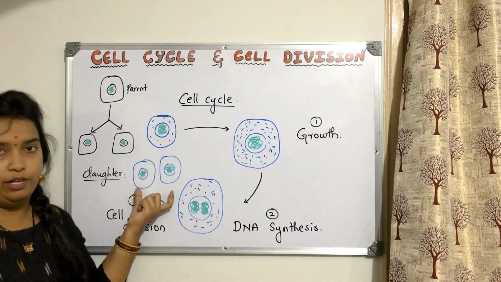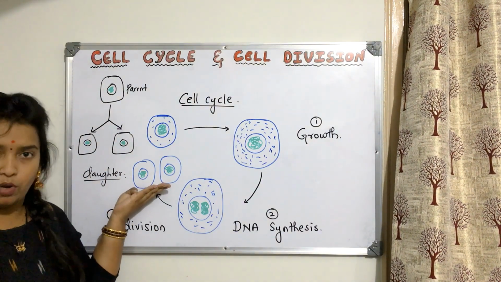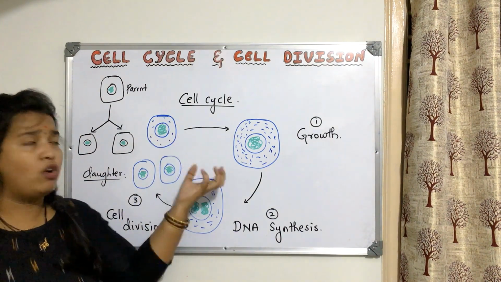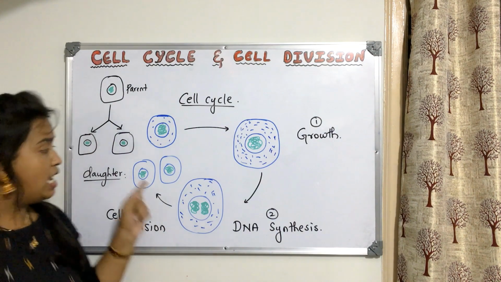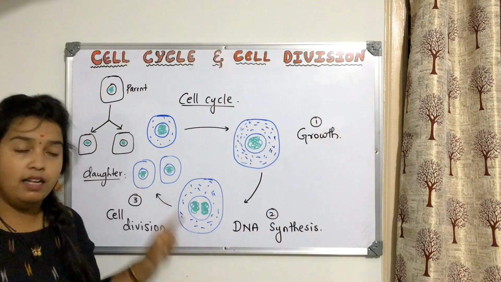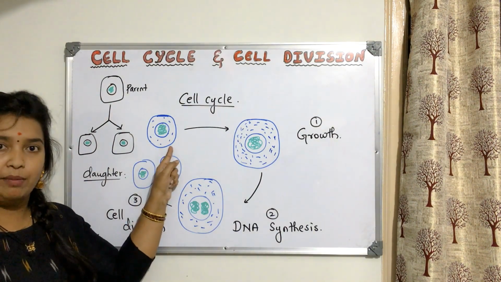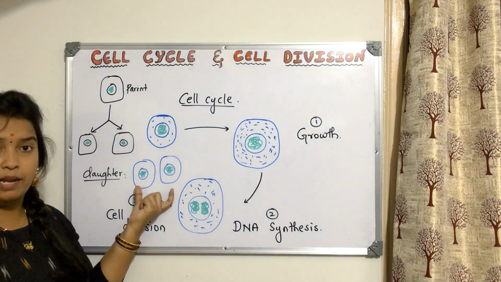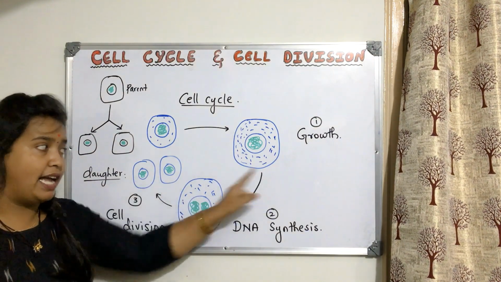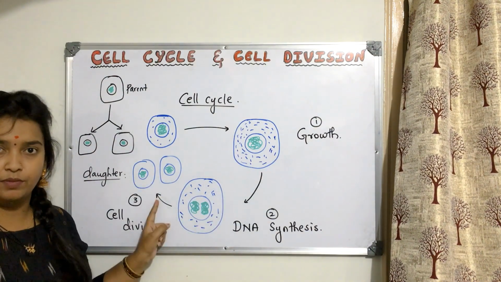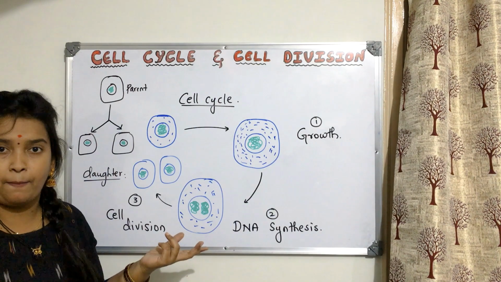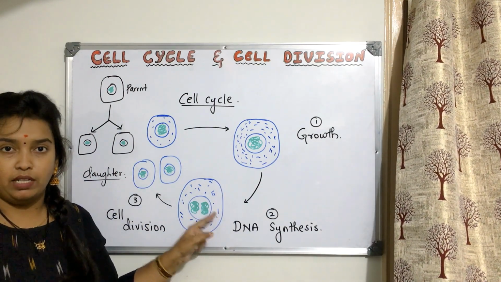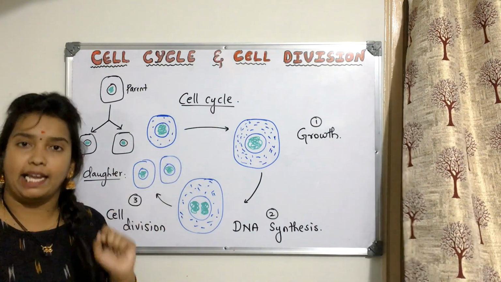Then the cell will divide into two. This is the actual cell division process here. It divides into two. Later on, why do we call it a cell cycle? Because now these two cells can again enter this cycle. Again they can grow, these two cells I'm talking about, again they can divide, and again they can produce two cells. So this is a cyclic process. That is why we call it the cell cycle.